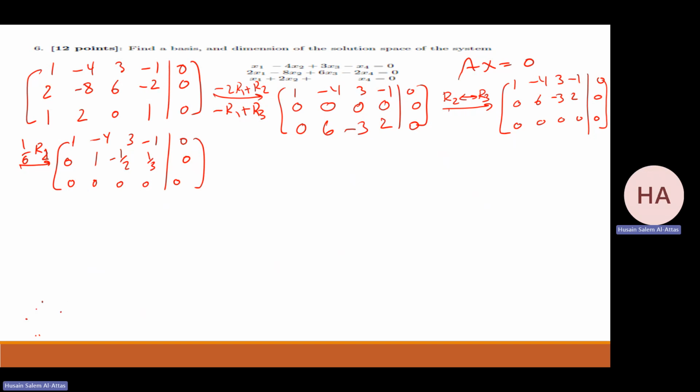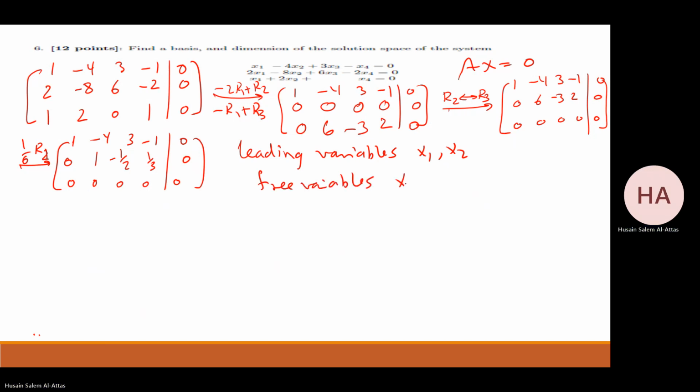Leading variables is what? So the leading variables will be x1, x2, and the free variables x3, x4.